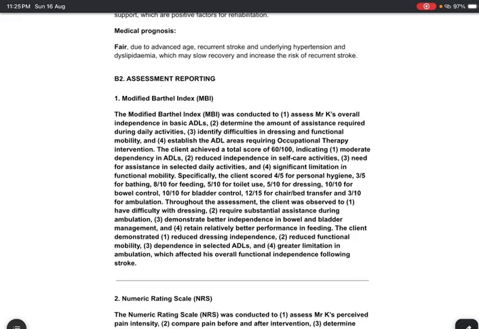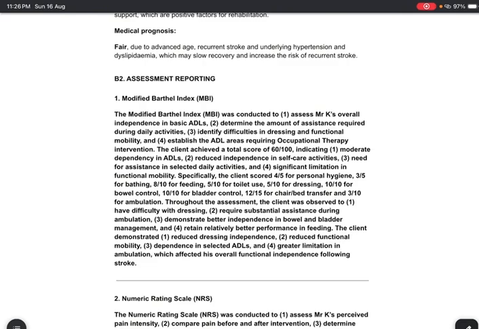Mr. K obtained a total score of 65 out of 100, indicating moderate independence in ADLs. He scored 4 out of 5 for personal hygiene, 3 out of 5 for bathing, 8 out of 10 for feeding, 5 out of 10 for toilet use, 5 out of 10 for dressing, 5 out of 10 for stair climbing, 10 out of 10 for bowel control and bladder control, 12 out of 15 for chair or bed transfer, and 3 out of 10 for ambulation.